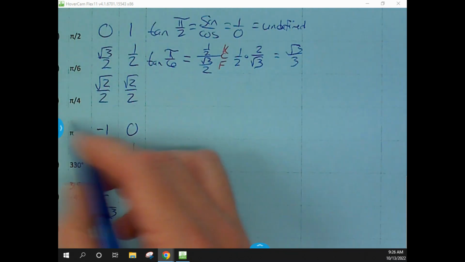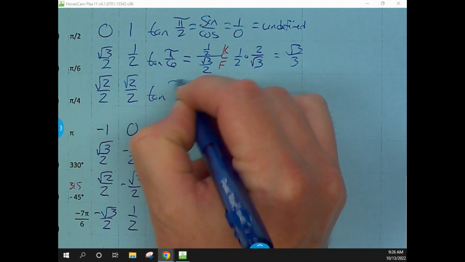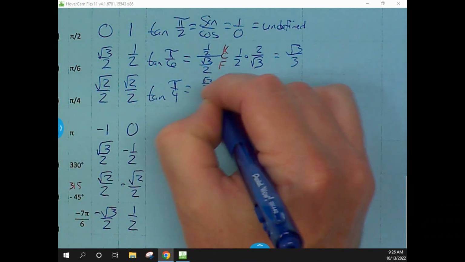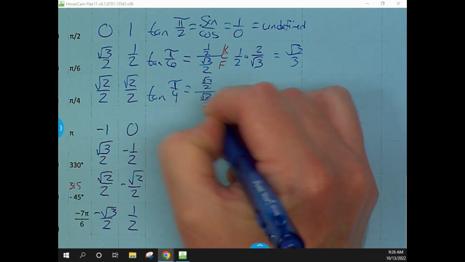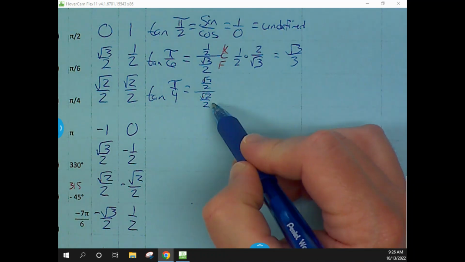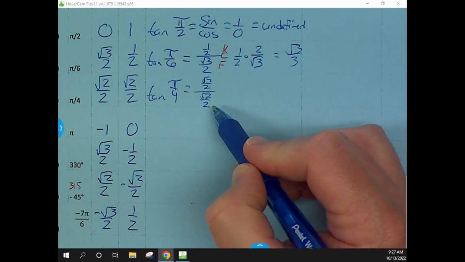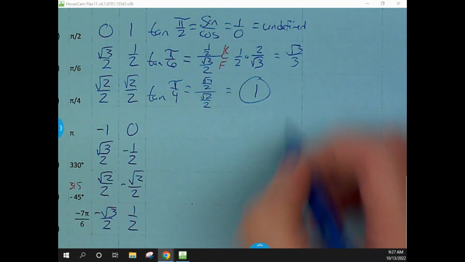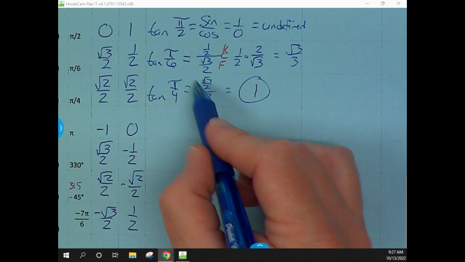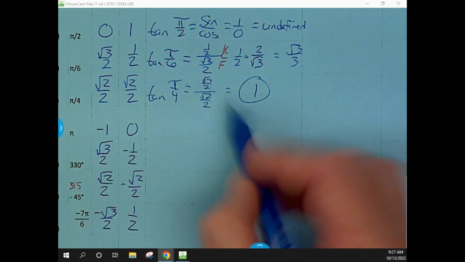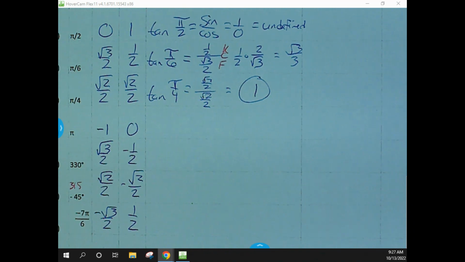All right. So we do tangent of pi over 4. That's the square root of 2 over 2 over square root of 2 over 2. But okay, that's the same thing over itself. So what happens when you put the same thing over itself? That's just 1, right? Doesn't matter if that's 8 over 8 or 16 over 16 or -3 over -3. If it's the same thing over itself, it's all going to cancel, and we're just going to get a nice, easy 1.